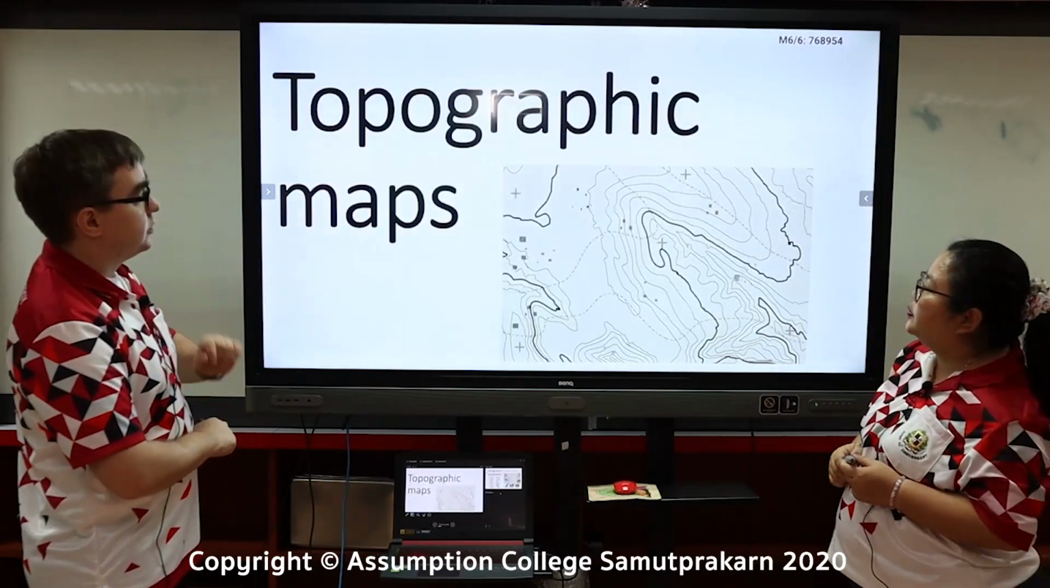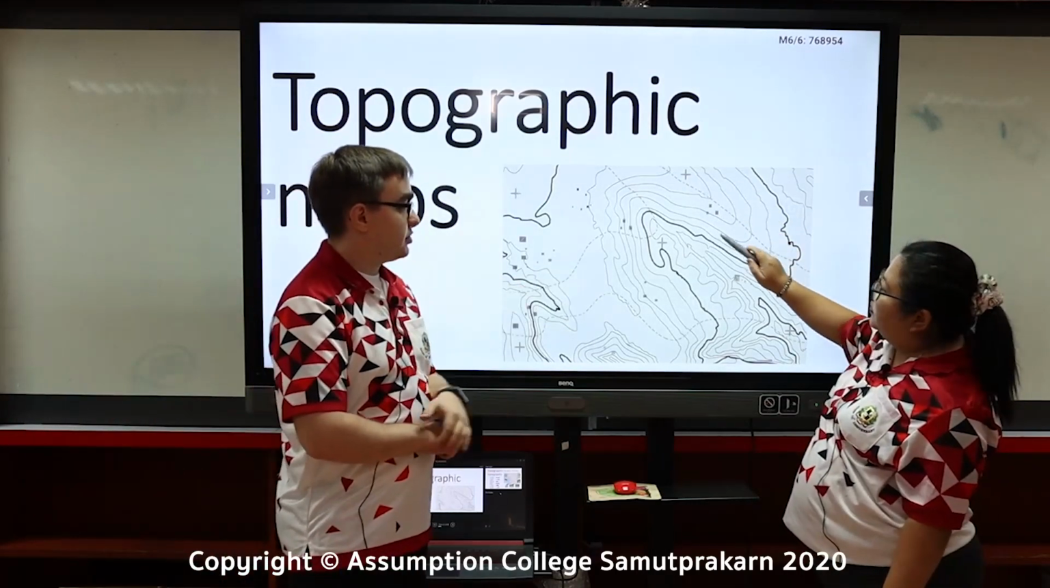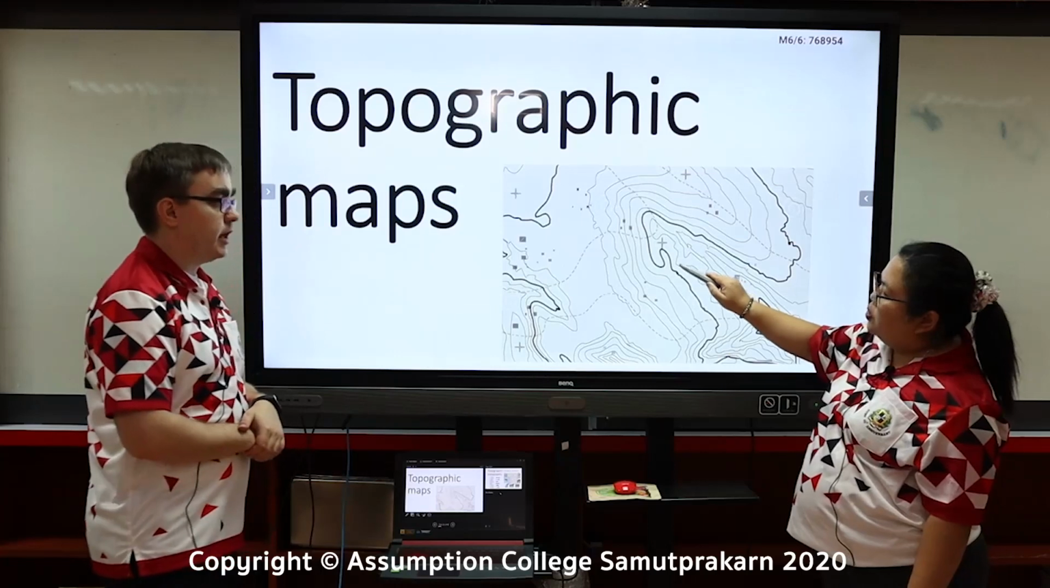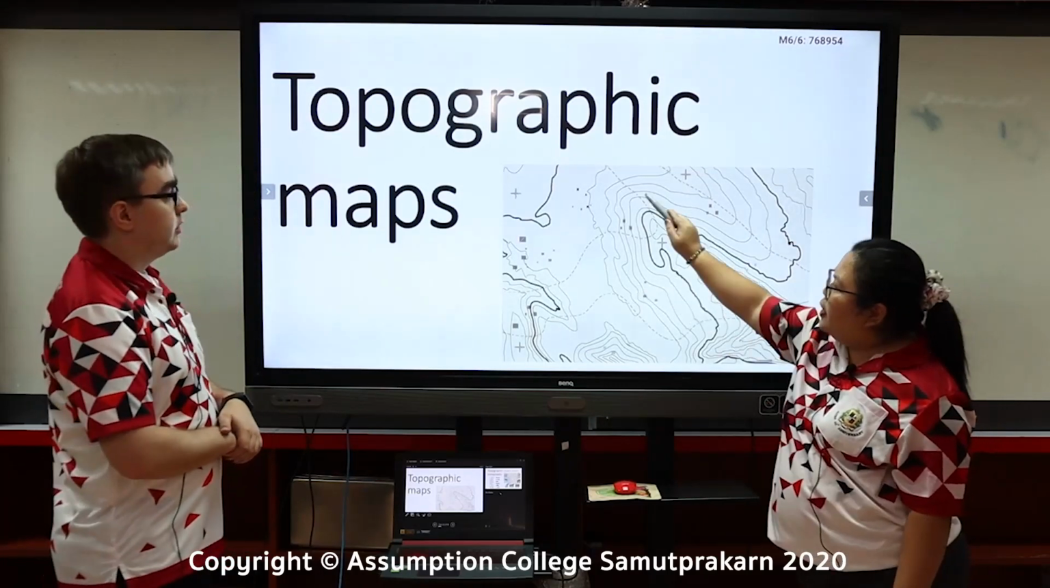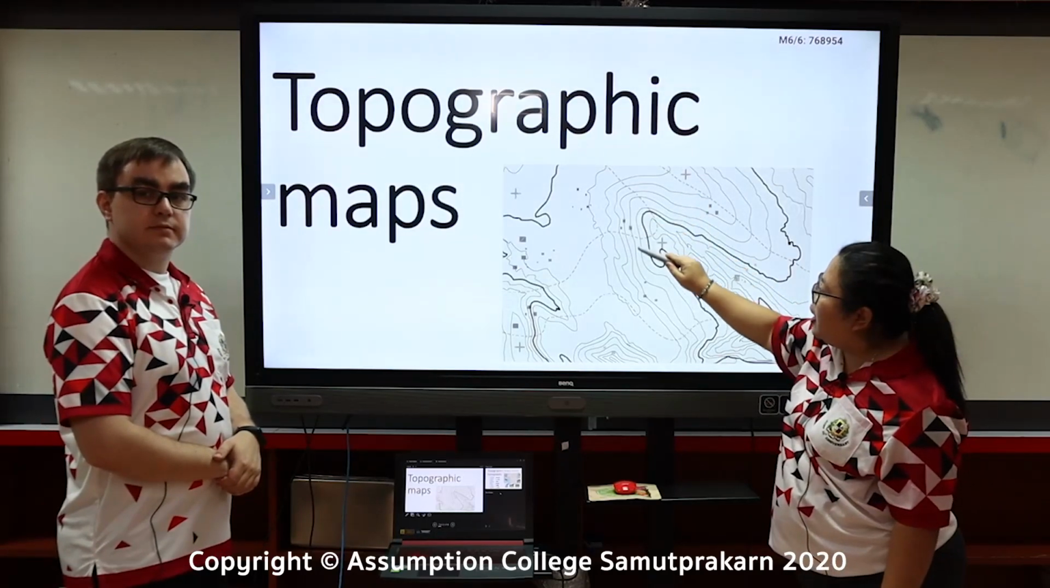Now, let's start with topographic maps. As you can see, these topographic maps use special kinds of lines. What are these lines? We are going to learn in a minute. You can see many lines in this map. We call them contour lines.